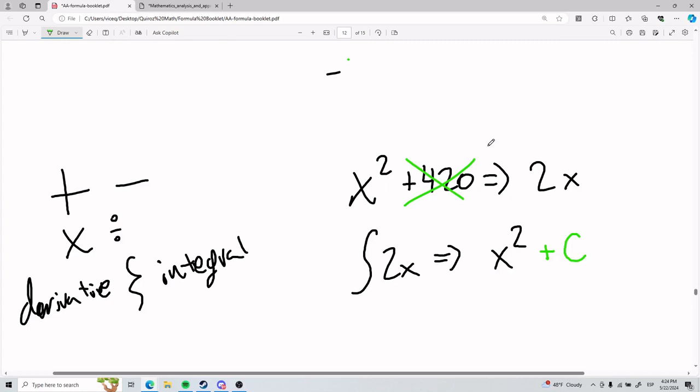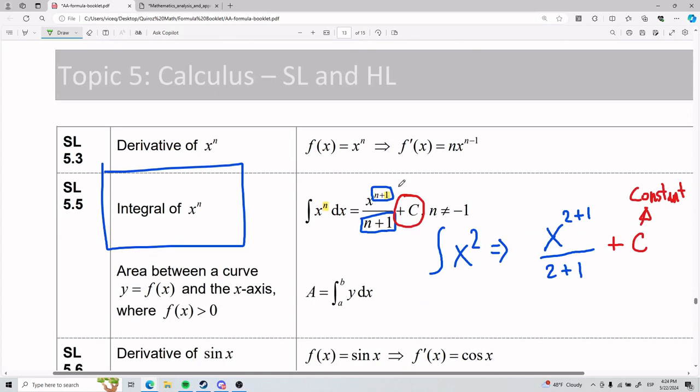Okay, that is why you put plus c. There could have been a constant that got eliminated from the derivative. That's the friendliest example I can give. Okay, so that is why there's a plus c.